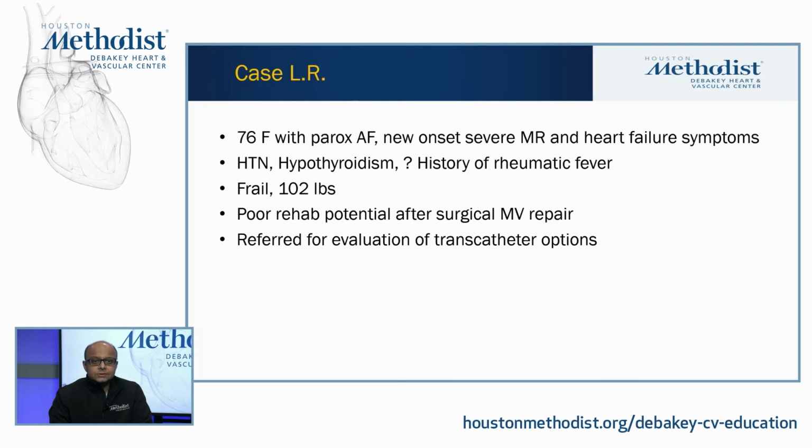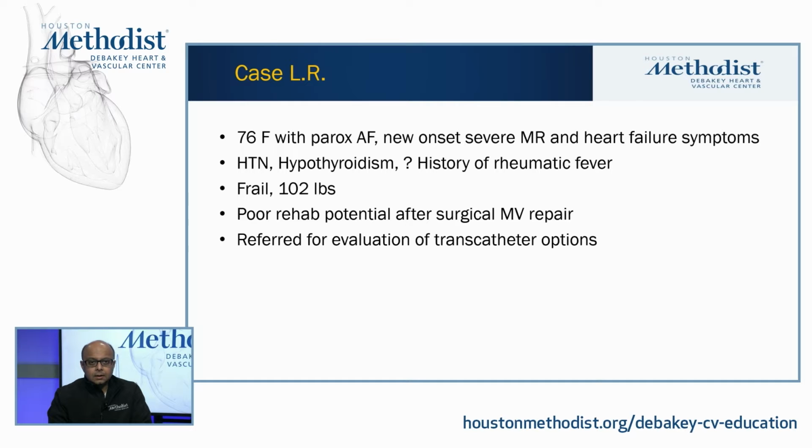So we'll start with a case. Our patient is a 76-year-old female with paroxysmal atrial fibrillation, new onset severe mitral regurgitation, and heart failure symptoms. Medical history consists of hypertension, hypothyroidism, some questionable history of rheumatic fever. She's quite frail and weighs only about 100 pounds.